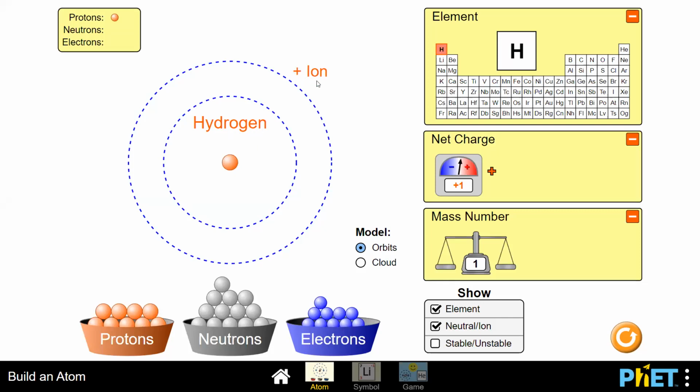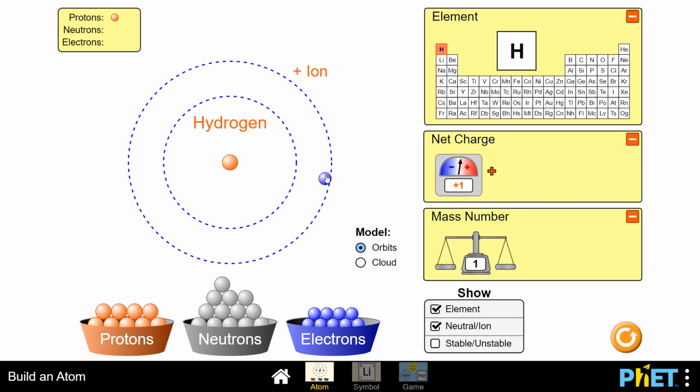Now, however, what we can see here is that it's an ion, because the proton is positively charged, there are no electrons, so we have a positive ion. So this would be the hydrogen ion, all right? To make this into an atom, we would need to add an electron.